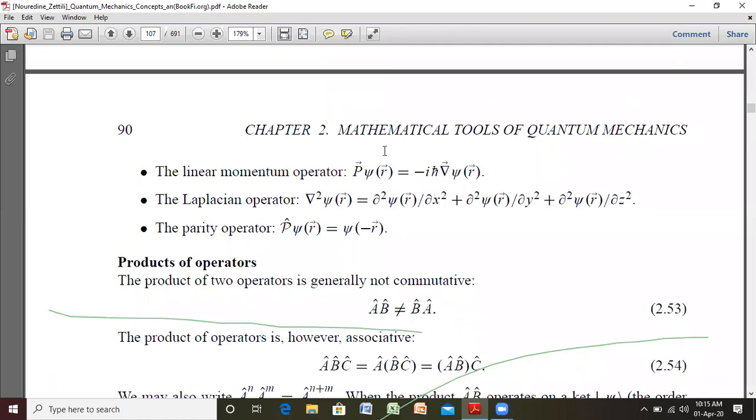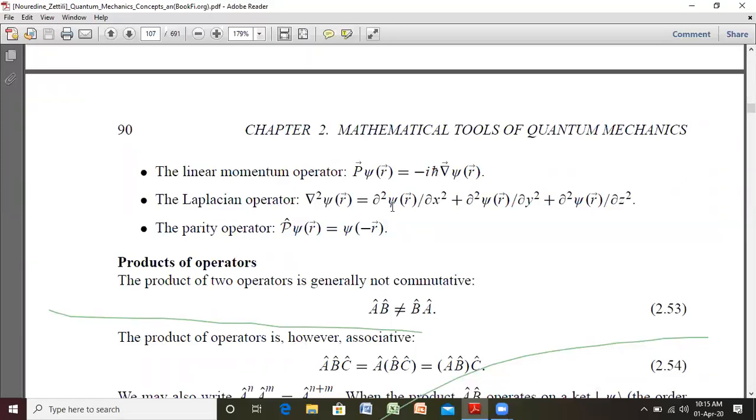And likewise, the Laplacian operator: del dot del is equal to del square, which is the Laplacian. And this is equal to partial square by partial x square plus partial square by partial y square plus partial square by partial z square. It's a scalar operator, you know, from electrodynamics. So this is the Laplacian operator. When applied on psi, it will transform psi into the second derivative, which is equal to the curvature of the function. The first derivative is equal to the slope of the function, the second derivative is equal to the curvature of the function. So this is also an operator.